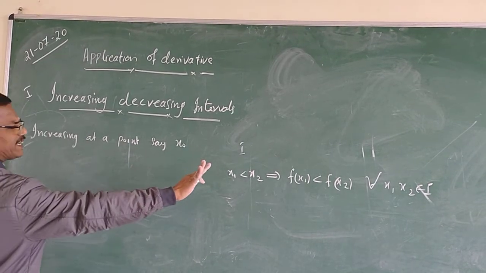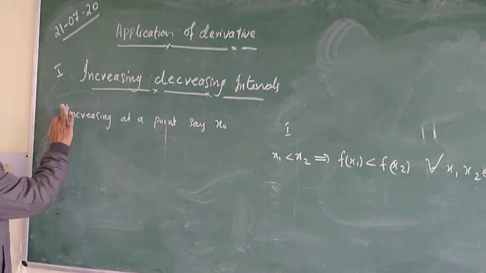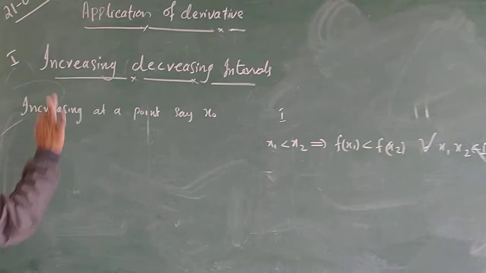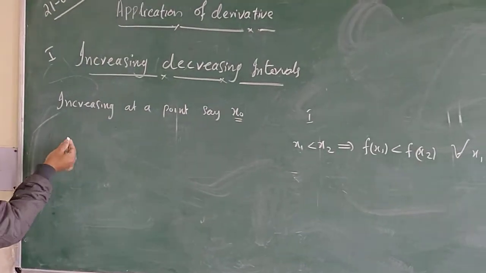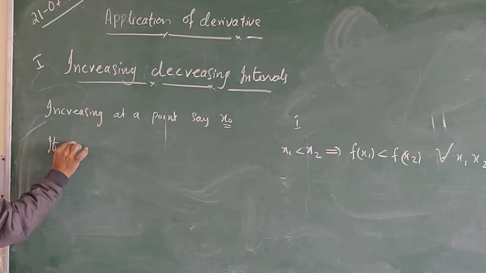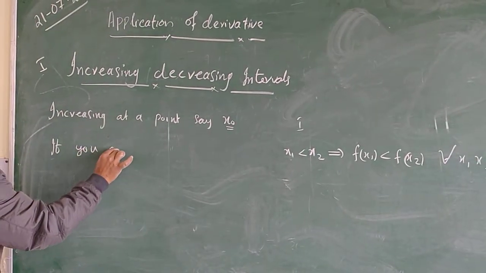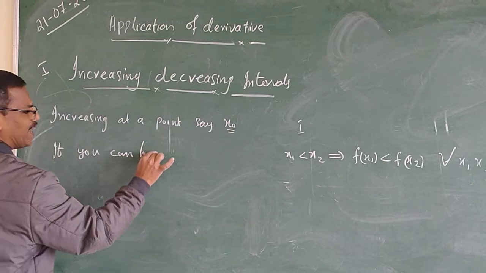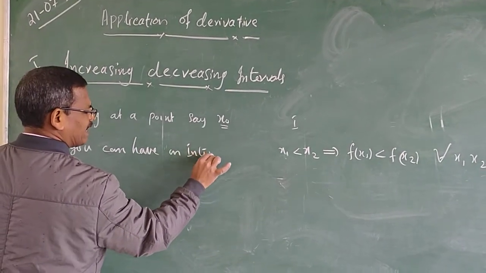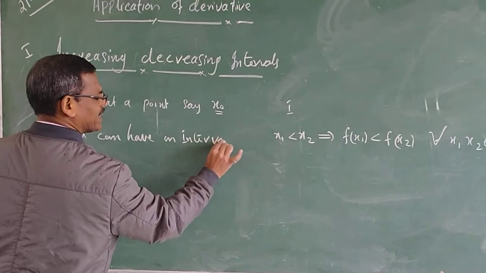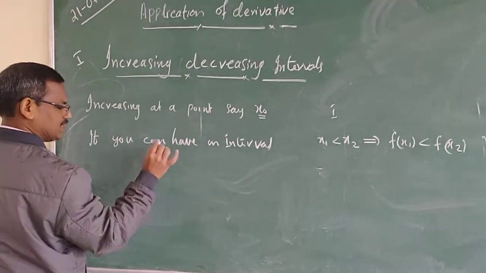So increasing on an interval we have defined. Now the increasing function at a point. Say the point is x naught. The definition comes like this: if you can get an interval I like this.